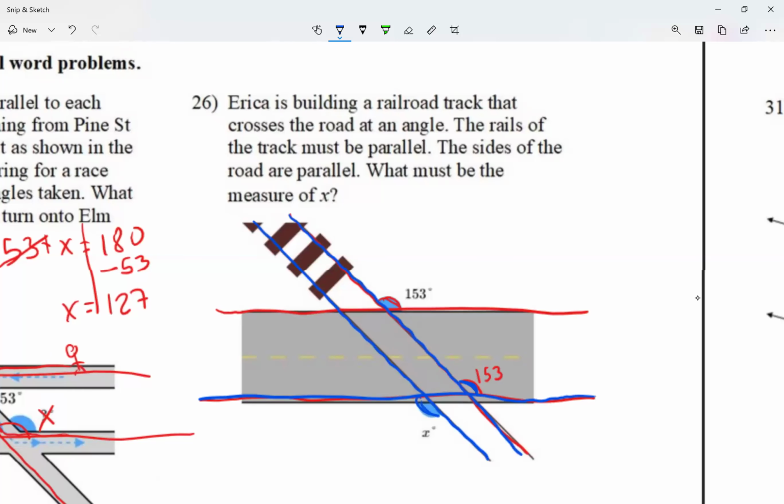Now that seems to be an example of alternate exterior, because one angle is on one side of the transversal, the other one is on the other side of the transversal. They're not in between the parallel lines. So that's alternate exterior. And I remember alternate exterior, those two angles are equal to each other. So x is equal to 153. So what's the value of x? Well, in this case, 153.